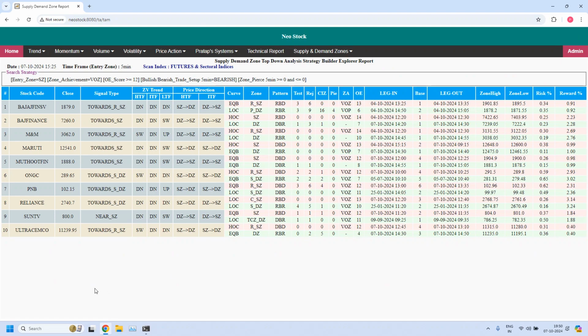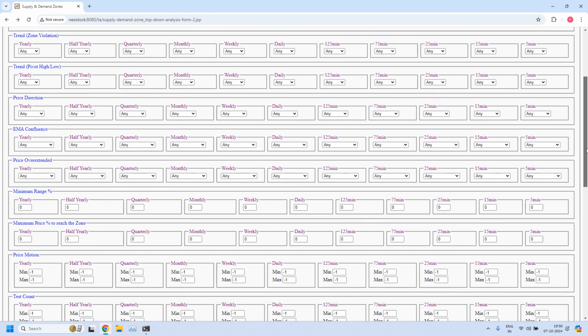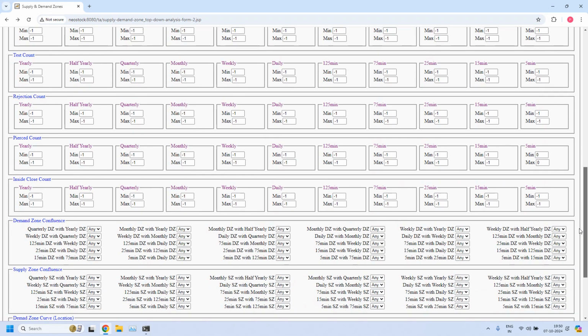So 10 stocks are filtered. That means all these 10 stocks are currently supporting bearish trade setup for hourly income trade, that is entry time frame 5 minutes. Let's look for high probability setup. If the 5 minutes supply zones are part of the 15-minute supply zone, that is ITF supply zone confluence, let me enable the filter in supply zone confluence. 5 minute supply zone with 15-minute supply zone confluence I am enabling.